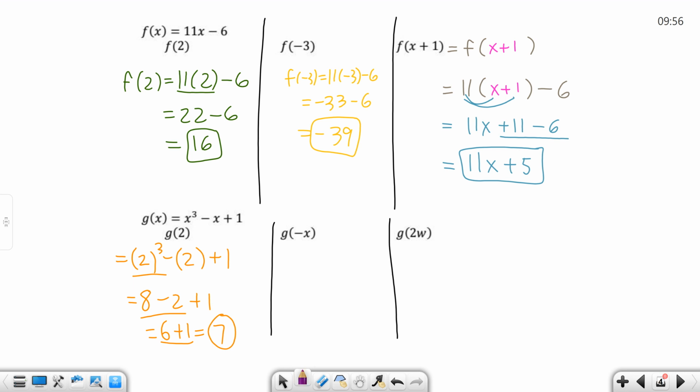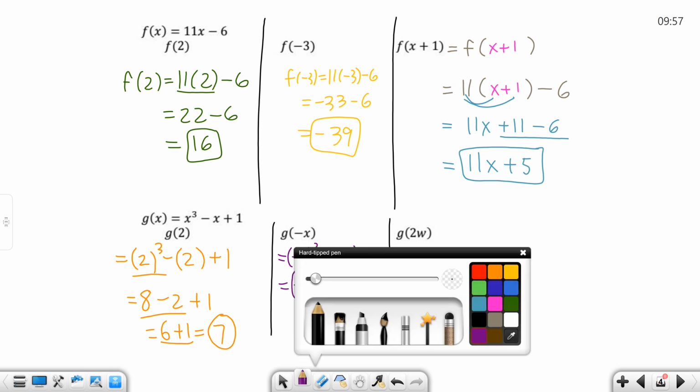And then again, the same thing. I'm going to have something cubed minus something plus 1. This is negative x here, so this is going to be a negative times a negative times a negative. You're cubing the negative and the x. You cannot write it the other way; that is not correct. So this is going to be negative x cubed, because negative times negative times negative is negative. x cubed is x cubed. Then you multiply those. There's no power on that, so negative times negative is positive x, and then plus 1, and there's your answer for that one.